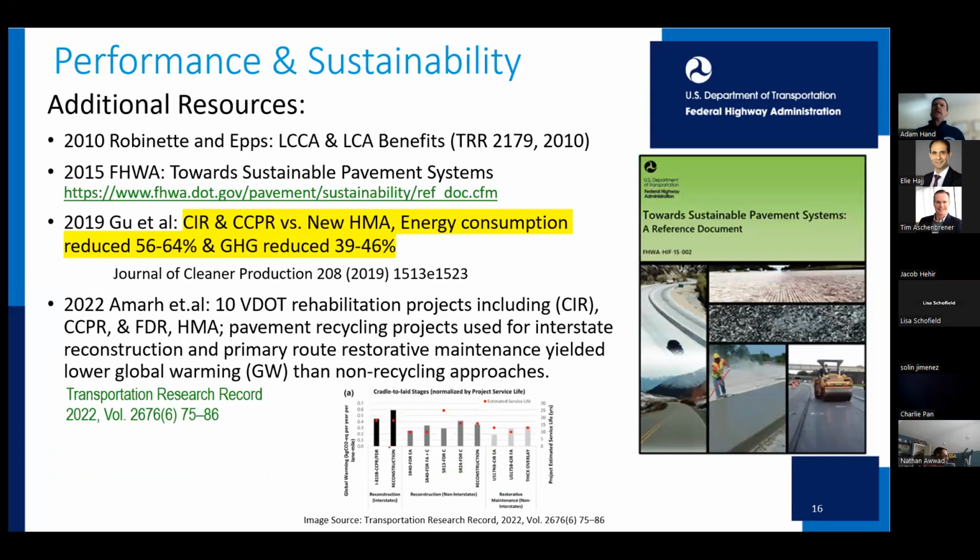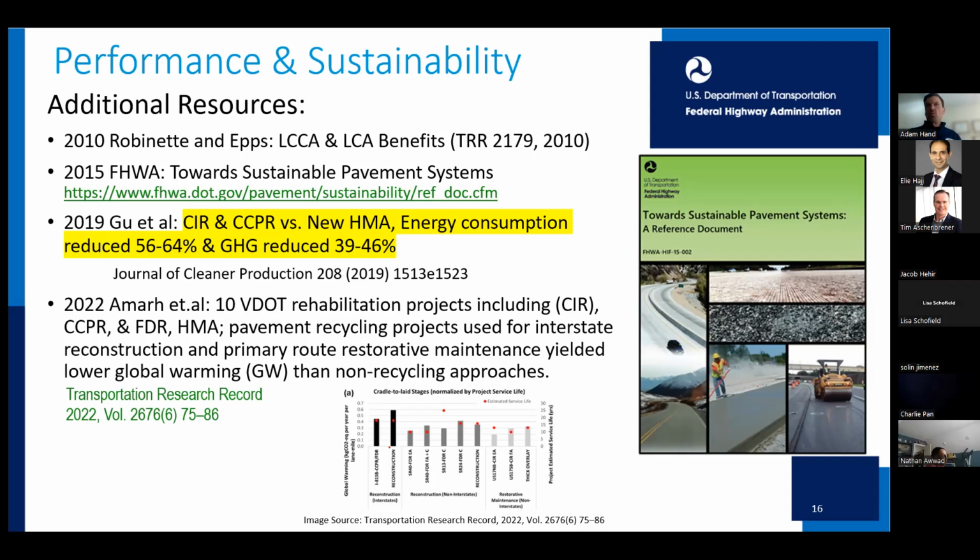And then we obviously looked at the literature, right? In addition to that synthesis, some newer work highlighted here is some recent verification or validation of those statements that were in the synthesis. So CIR and CCPR versus new hot mix: energy consumption reduced 56 to 64%, and greenhouse gas emissions reduced 39 to 46%. That was a 2019 publication, and then another one in 2022 pretty much said the same thing.